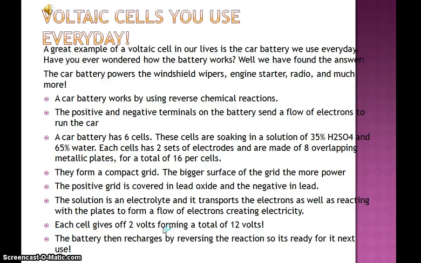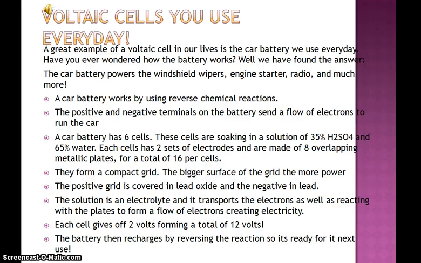The solution of 65% water and 35% sulfuric acid acts as an electrolyte and it transports electrons as well as reacting with the plates to form a flow of electrons that creates electricity. Each cell gives off about 2 volts, and when combined together, the whole battery gives off about 12 volts. The battery then recharges by reversing the reaction so it's ready to use the next time you turn on the car.